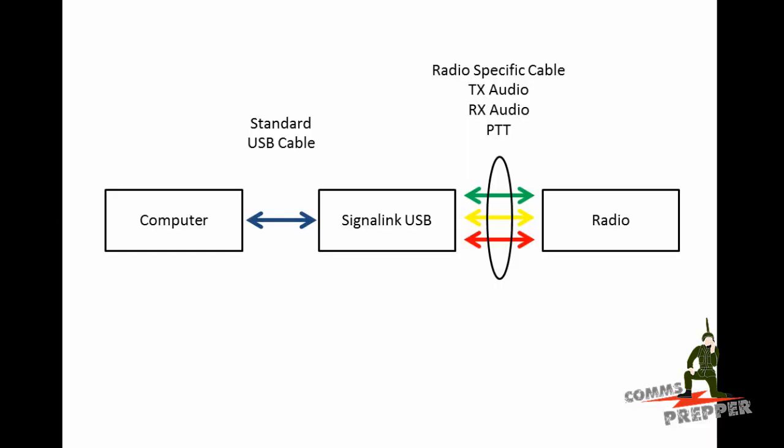So what is a Signalink USB audio interface? Well, I have a block diagram here, and on the left you have your computer. Then there's a standard USB cable between the computer and the device. And then between the device, there's a radio-specific cable that connects to the radio, which provides transmit audio going out of the unit, then receive audio coming in from the distant station, and of course push-to-talk.